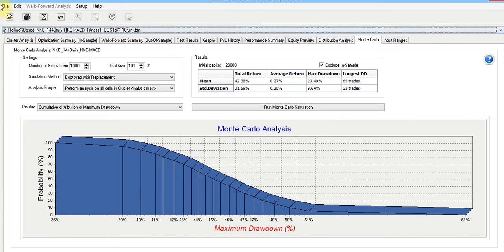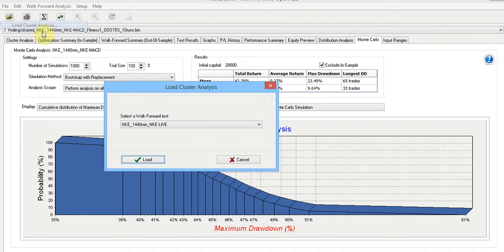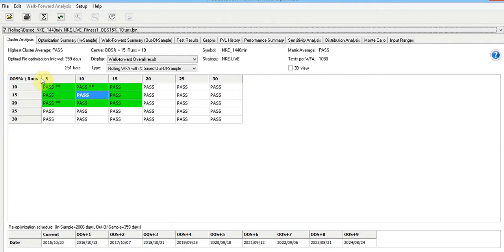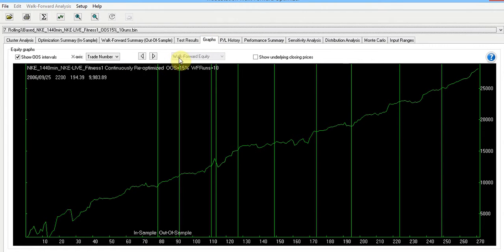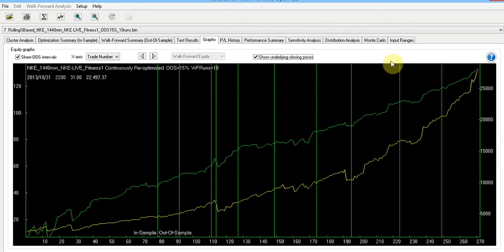No doubt on that. While if we open the other trading system, the other strategy, the one that we use live, wow, you see the difference. All the tests are passed, and I don't have to add any comment on this screen, and even the graphs say a lot.